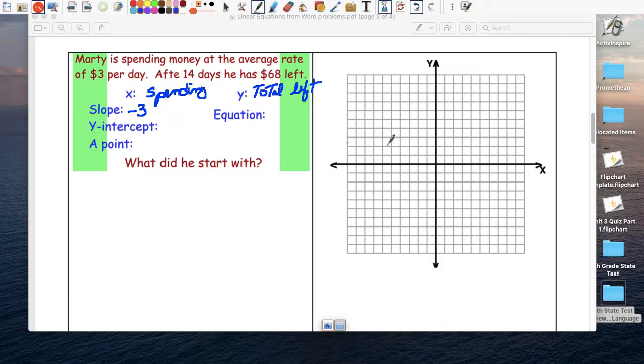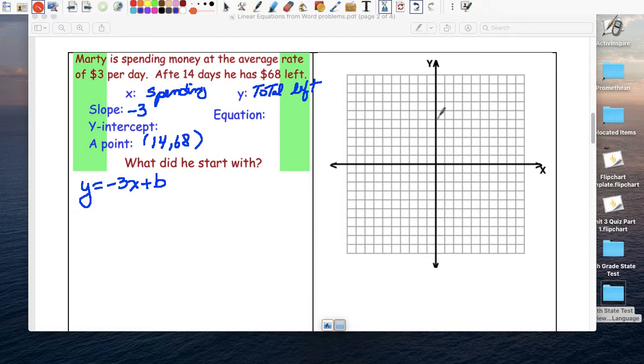The y-intercept is, do I know what he started with? I don't, but I know one point: at 14 days, he has 68 left. What did he start with? So let's see if we can find out what the y-intercept is. If you look at the equation right now, I'm going to have to erase this. So y equals, right now I know this: y equals -3x plus b. I don't know what the y-intercept is.